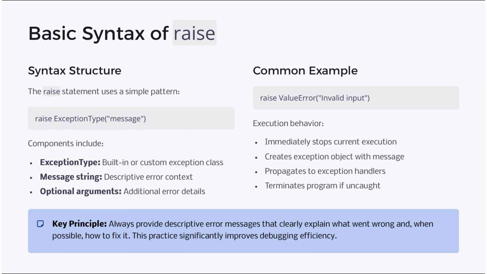The raise statement in Python follows a straightforward syntax: raise exception type, message. It halts execution, creates an exception object, and propagates it to handlers. If uncaught, it terminates the program. Always include descriptive error messages to enhance debugging by clearly explaining the issue and potential solutions.